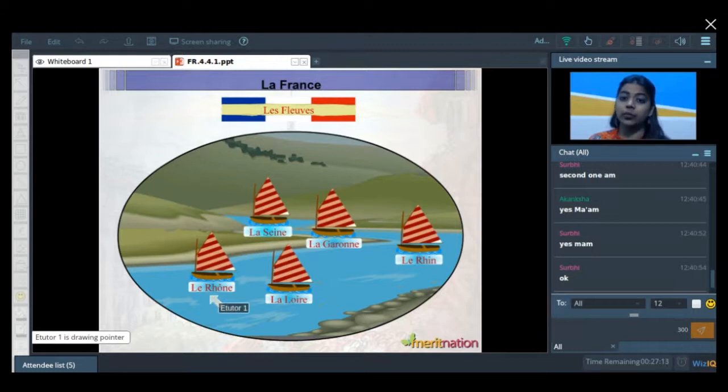So don't forget to put the definite article and the accents also. I have put the circumflex over the O. This comes in the spelling, so don't forget these accents. And we have three feminine rivers and two masculine rivers. Rhin and Rhône are the masculine rivers, and the rest, Seine, Garonne and Loire, are feminine. And we have one more trick for learning masculine and feminine: if the river starts with R, it is masculine, and the rest are feminine.